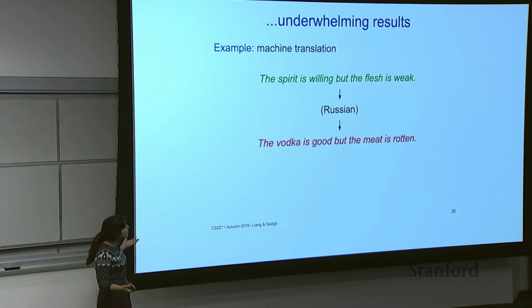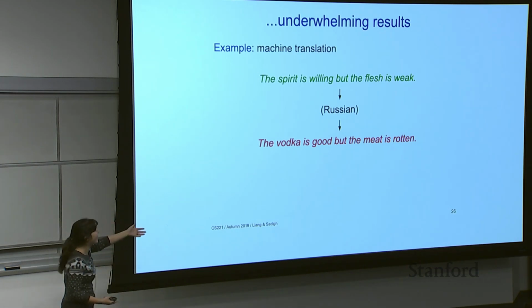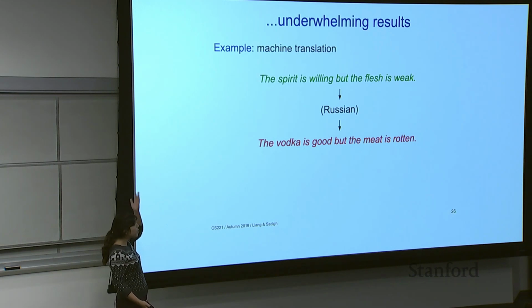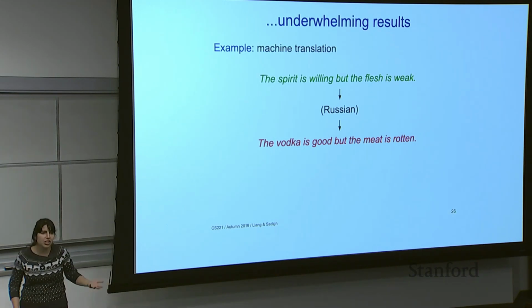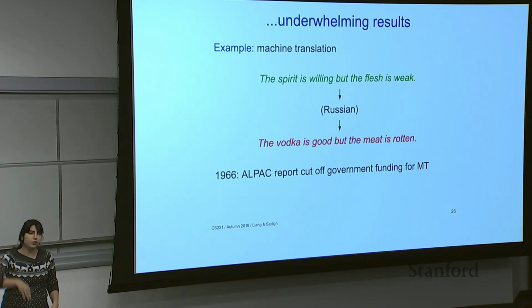And the outcome of that was something like this. So the translation is "the vodka is good, but the meat is rotten." So that's not really a good translation of that text. And people started feeling like these types of problem-solving algorithms are not going to do it. And then at that point, the government cut funding, and this was the first winter of AI.